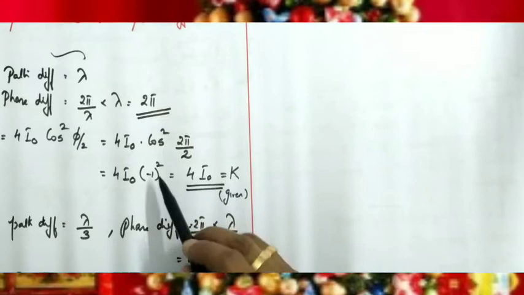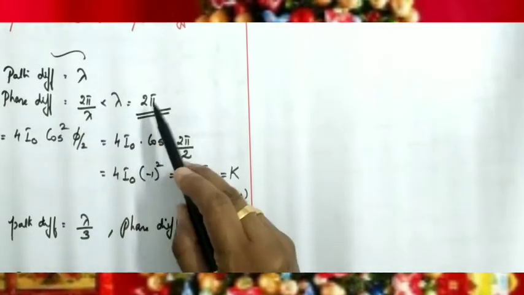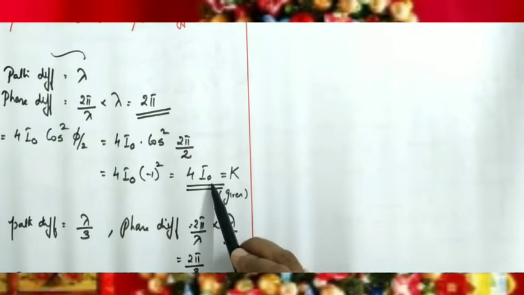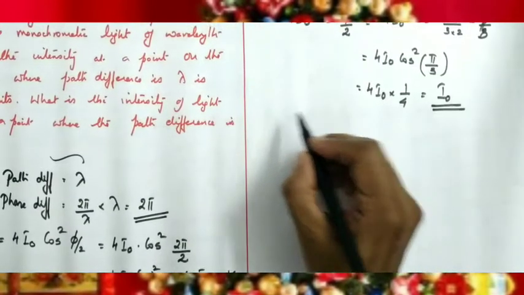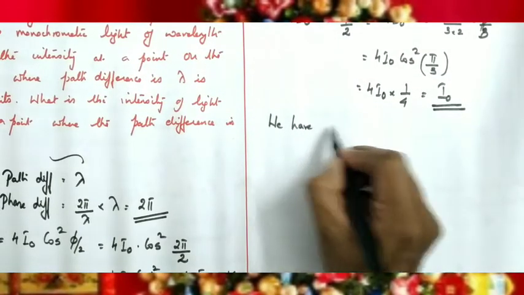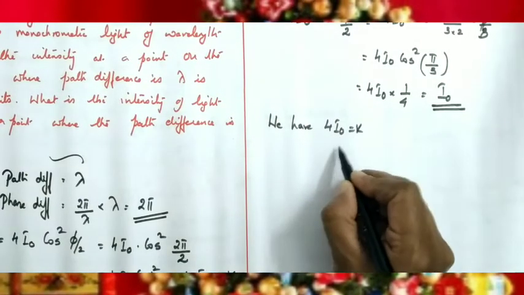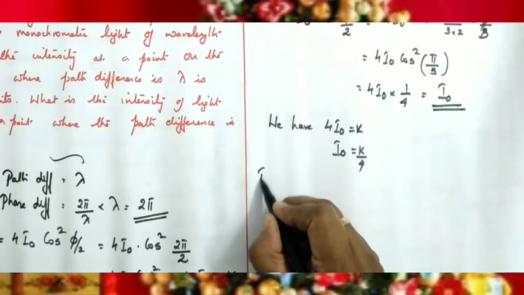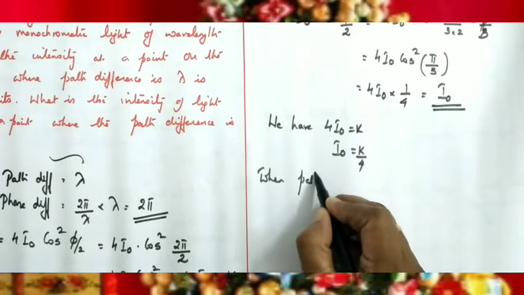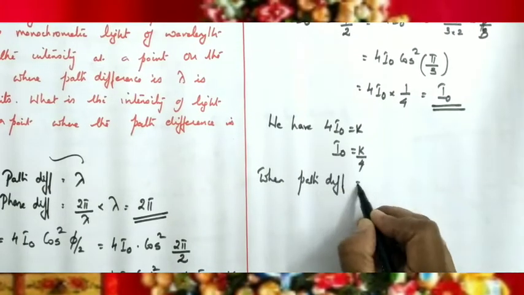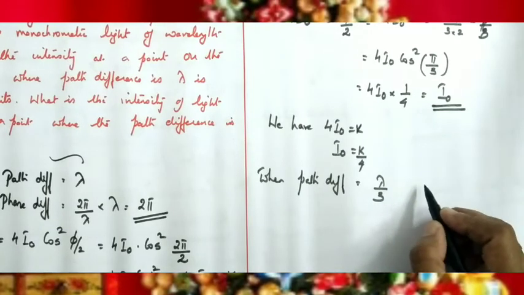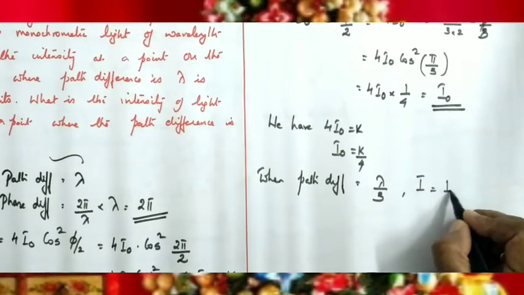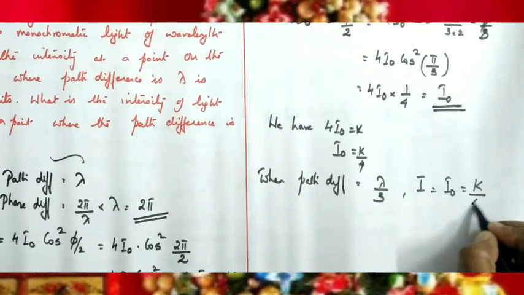So, in the first case, if path difference is lambda, what is the phase difference? 2 pi, then the intensity 4I0 is k. So, what is I0 from this one? K by 4. So, we have 4I0 is equal to k, no? So, what is I0? K by 4. So, in this case, in the final case, when path difference is equal to lambda by 3, what is the new intensity? We got the new intensity I equal to I0, isn't it? So, that is equal to k by 4.